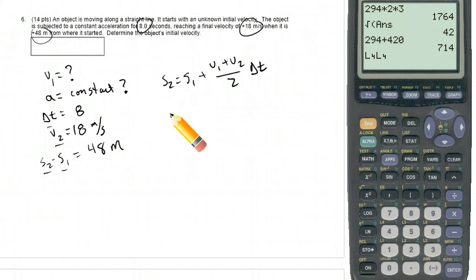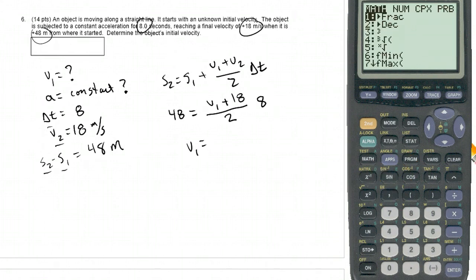Use this equation. So S2 minus S1 is 48. V1 is our unknown. Positive 18 is that. It's 2, and delta t was 8. Alright, so we can solve for V1. I'm going to use the solver here, even though this is pretty straightforward, just to make a point. The solver, if you have to do any algebra at all, sometimes many times will save you from that algebra.